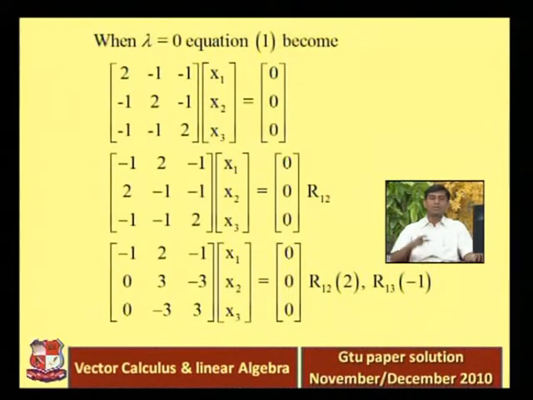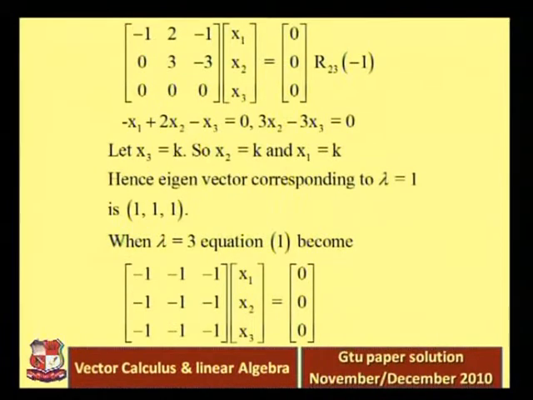Next, when we multiply the second row with 1 and add it to the third row, it becomes 0, because you can see the second row and third row are linearly dependent. Whenever we multiply the second row with -1, that becomes the third row. So here is the result: minus 1 2 minus 1, 0 3 minus 3, 0 0 0. So we get these two equations: minus x1 plus 2x2 minus x3 is equal to 0, and 3x2 minus 3x3 is equal to 0.